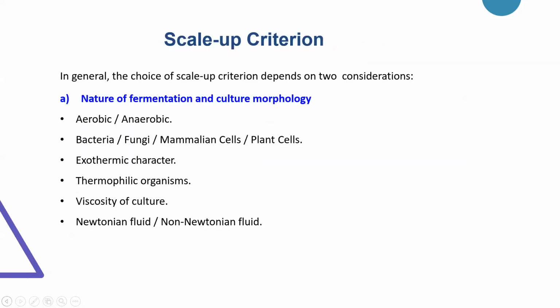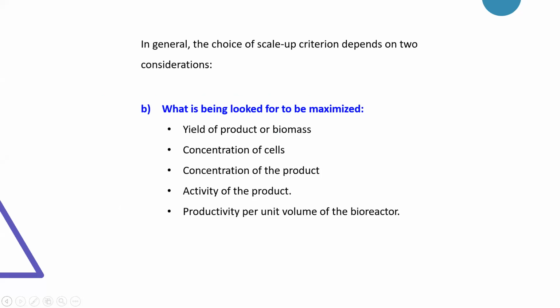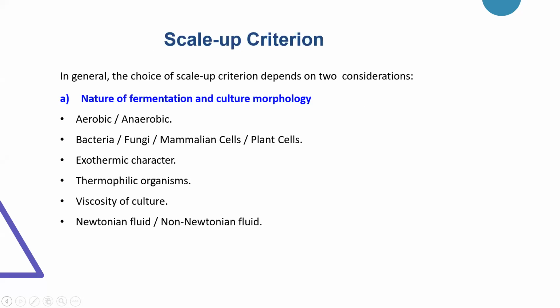Now, what are the factors which affect our choice of a scale up criteria? Mainly, I will show you that it is dependent on two considerations. When we are going to select the scale up criteria, there are two things. First is the nature of fermentation and the type of the culture, the morphology of the culture, the microbes that we are using in the fermenter. So I need to take into account these two factors. What we need to optimize, what is our objective of the fermentation, and what is the nature of the fermentation and morphology of the microbial cells that I have used.